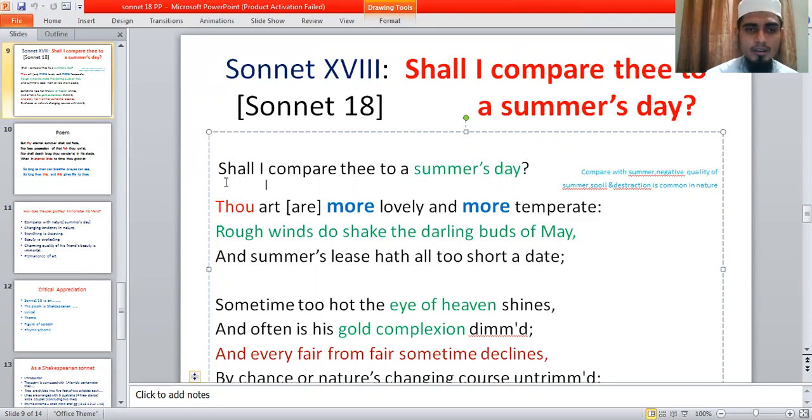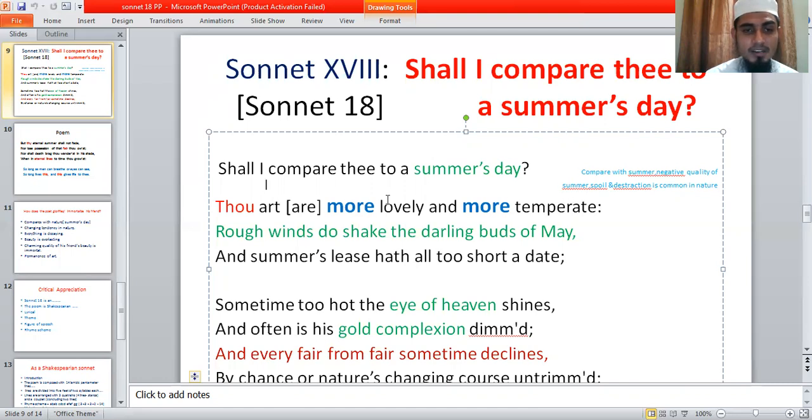So the poet, at the very beginning, says, "Shall I compare thee to a summer's day?" That means he makes a comparison between his friend and nature, a natural object. Then he says, "Thou art more lovely and more temperate." Summer's day is very interesting and very pleasant. The temperature of summer is very suitable for the people of England.